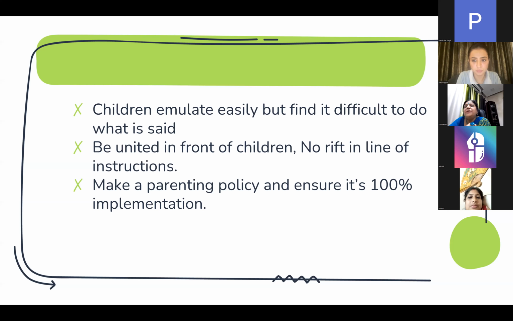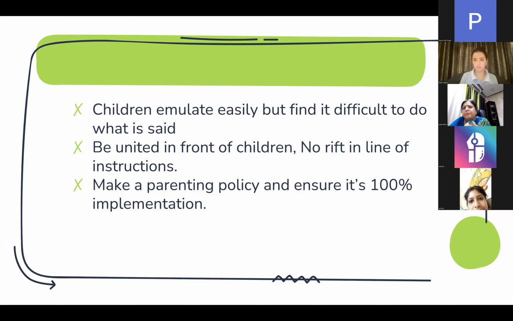Children emulate easily, but find it difficult to do what is said. Be united in front of children. No rift in the line of instructions. I talked about it earlier, that you have to be very assertive. If mother says something, father has to accept it. If father says something, mother does the same. The same thing applies with friends and brothers and sisters, because otherwise the rift will give wrong connotations to our children.